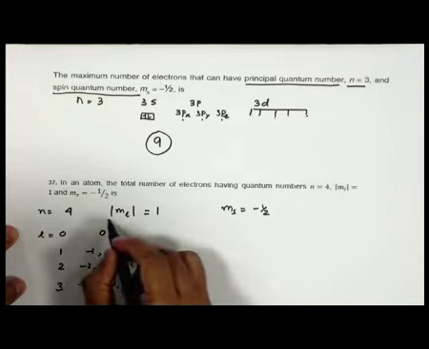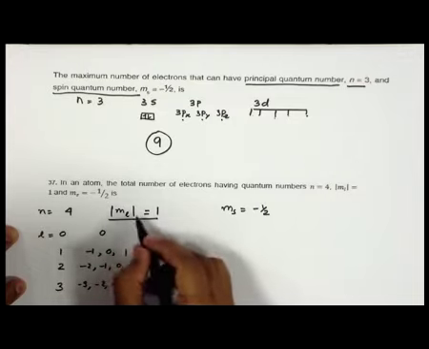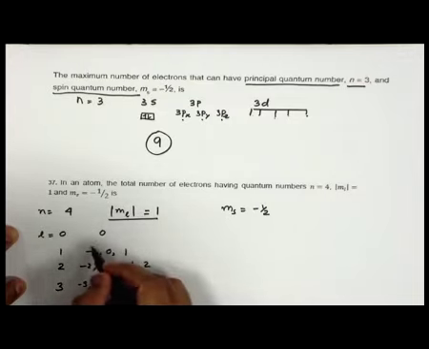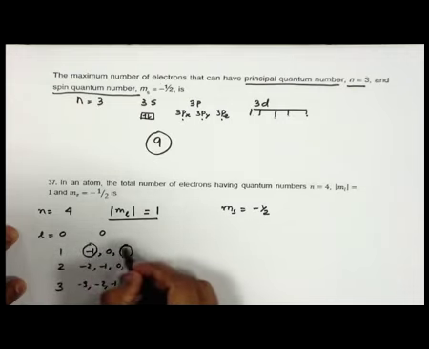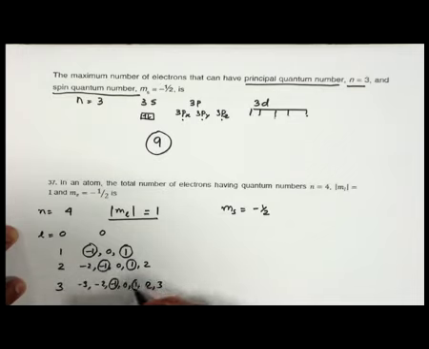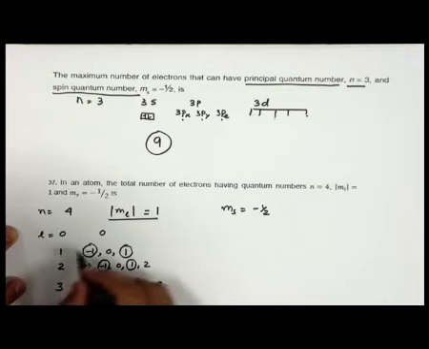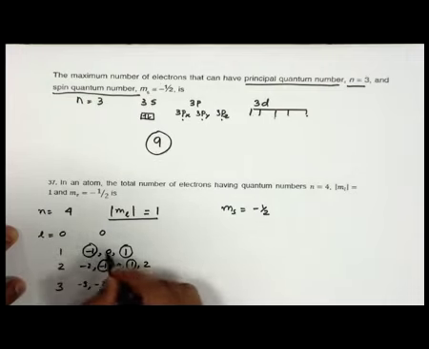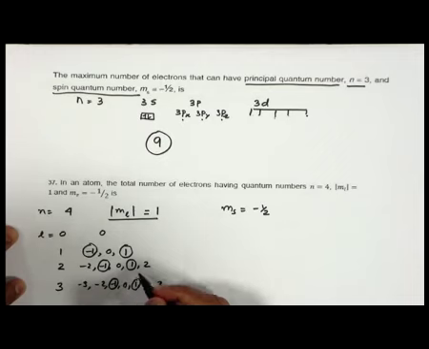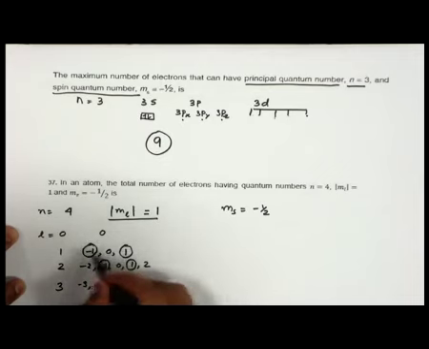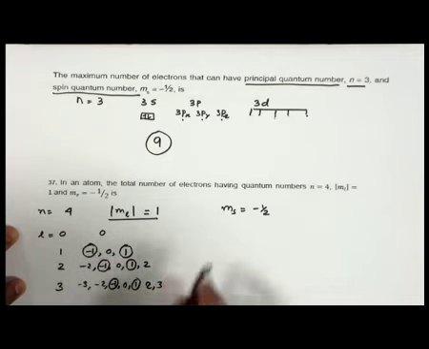Now, the second part of the question says the mod of ml should be 1. When is that possible? That means ml can be either -1 or +1. So, let us find out the orbitals that satisfy this. How many did we find? We found 6 different orbitals. So, these 3 are px, py, pz, and we know each of them can hold maximum up to 2 electrons.